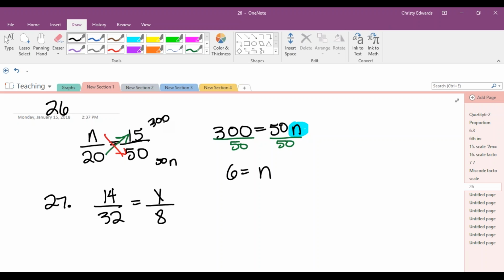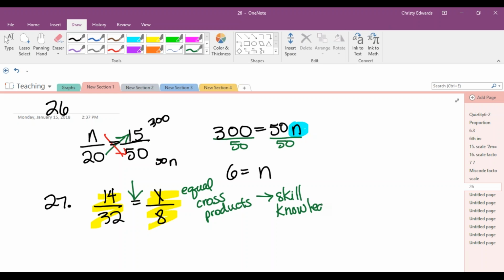Realizing that a proportion, which is a fraction and a fraction with an equal sign between them, always has equal cross products. I agree, Nathan. Is a skill you need to take with you. Is knowledge that you need to keep. How are you going to keep it? I love what Nathan just said. You have to practice it enough that it sticks.